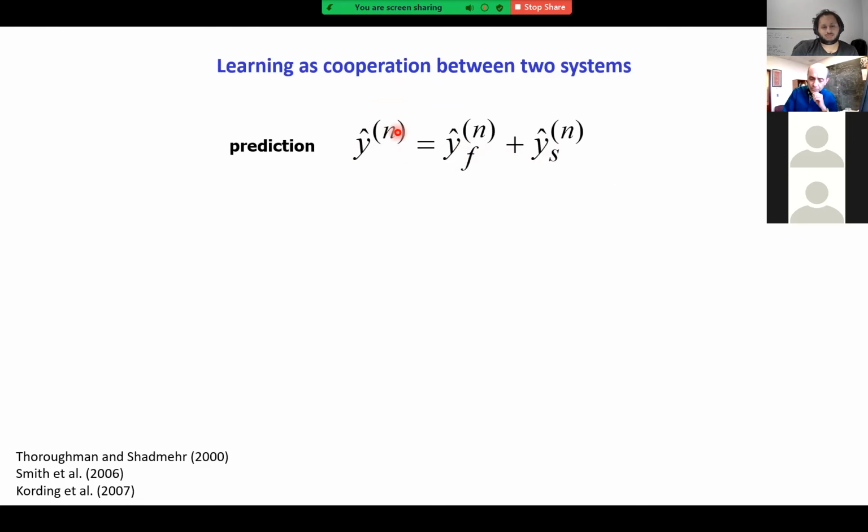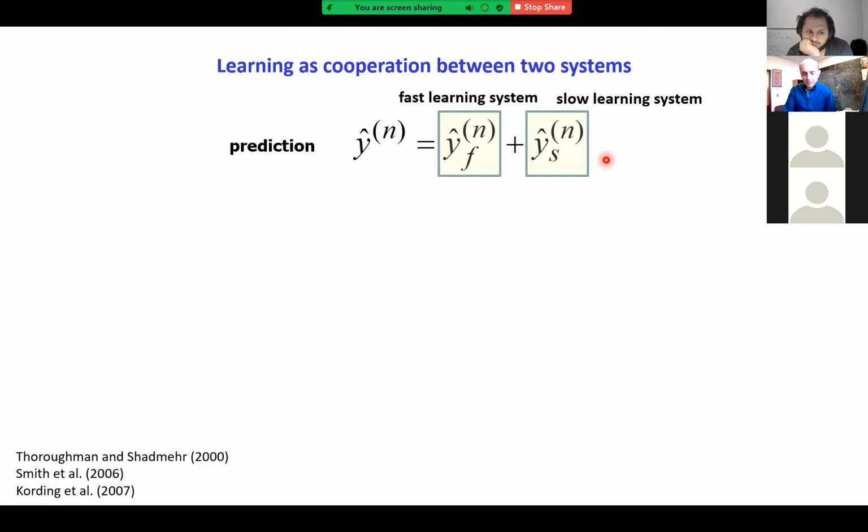The superscript n is just a counter that says what trial I'm in, trial n. So this y hat f is coming from what I'm going to call a fast learning system, and this y hat s is going to come from what I'm going to call a slow learning system. That's the basic idea: suppose you have a fast learning system and a slow learning system.